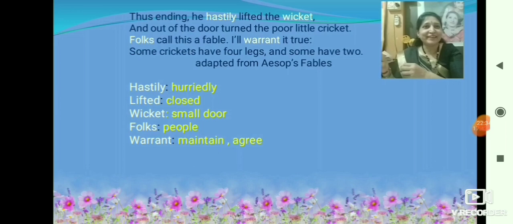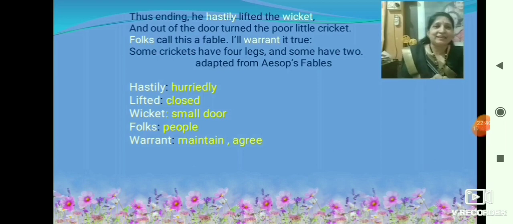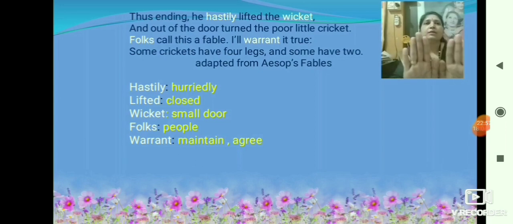Cricket के बारे में बोलने जा रही है मैम. But this is not cricket. Now you come to know that this cricket is not that cricket. This is the cricket, one type of insect which is too lazy. Okay. Then where we are, that is the wicket. Wicket means a small door. Then the ant lifted, meaning closed, that small door, and out of the door turned the poor little cricket. And out of the door what did she do? She turned the poor little cricket. बेचारे क्रिकेट को उसने क्या किया? दरवाजे के बाहर भेज दिया. Okay.